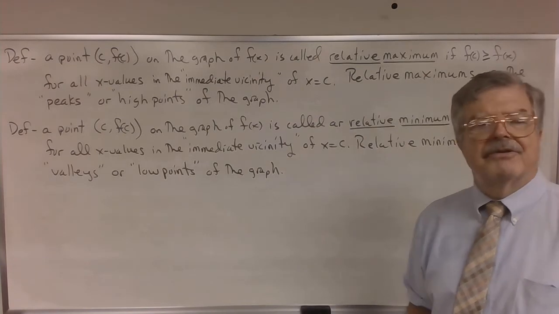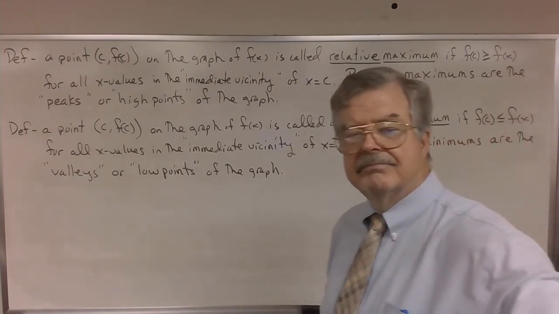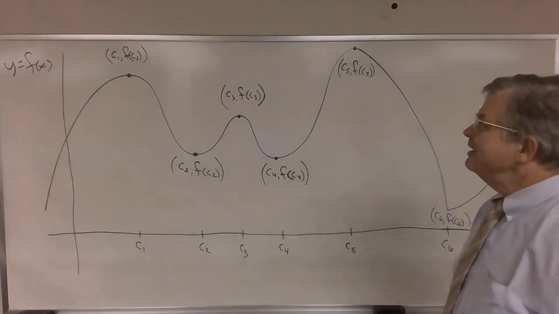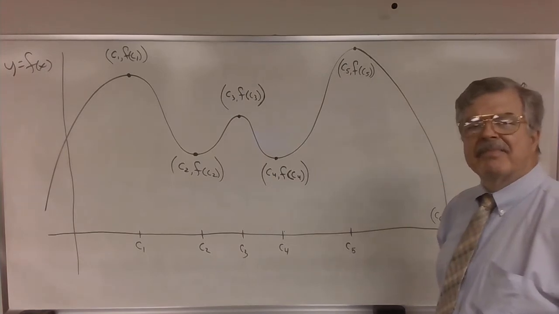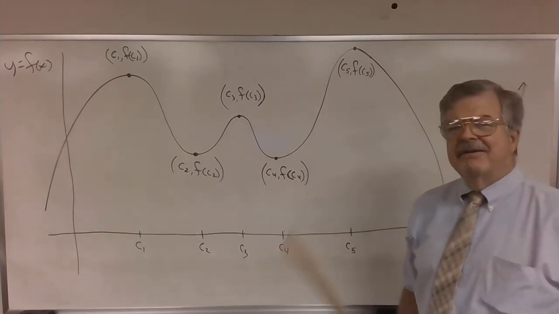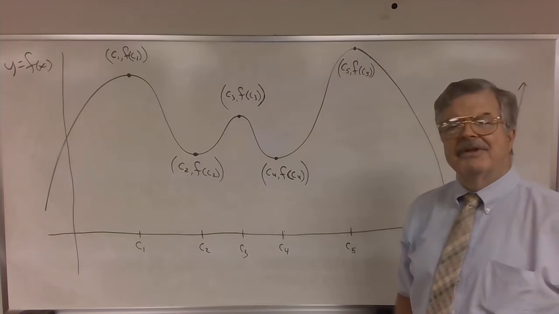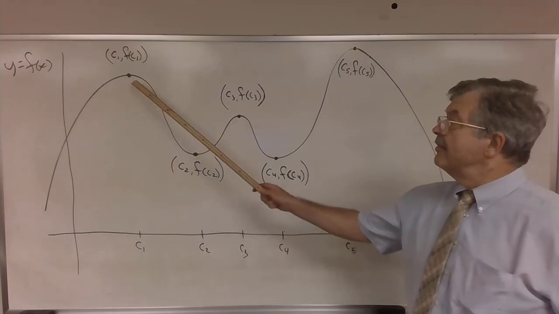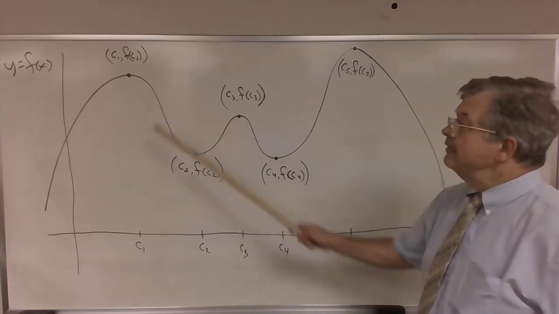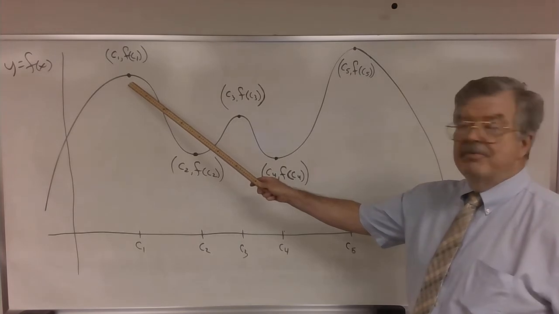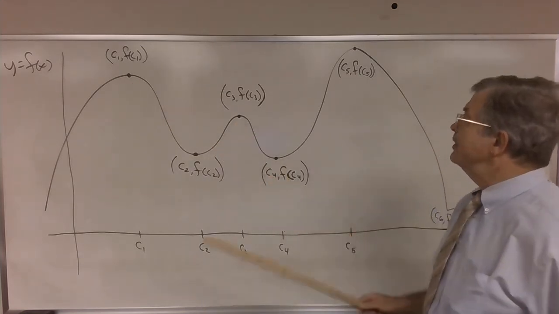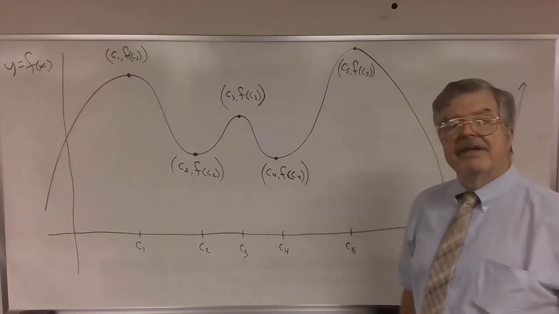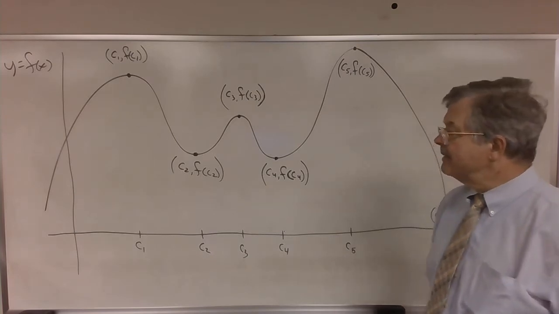Let's look at a picture or two. Okay, everybody, take a good look at this graph. Just a few minutes ago, we said that the relative maximums of a function were the high points on the graph. So here's a peak, a high point. Here's a peak, a high point. Here's a peak, a high point. These are all relative maximums.